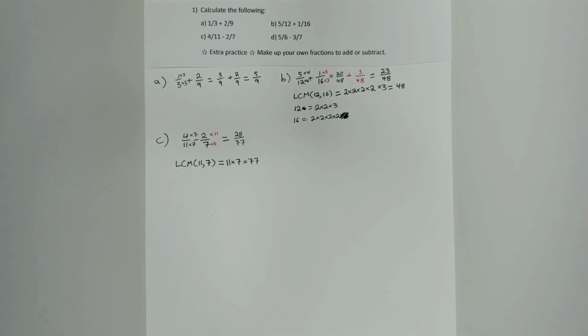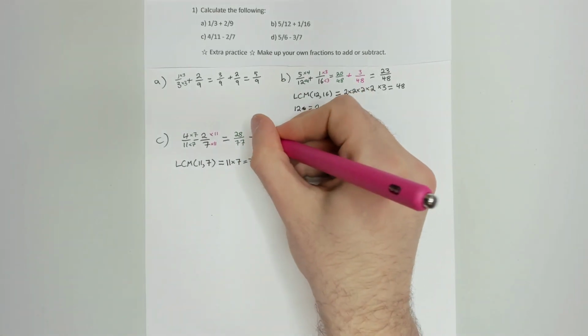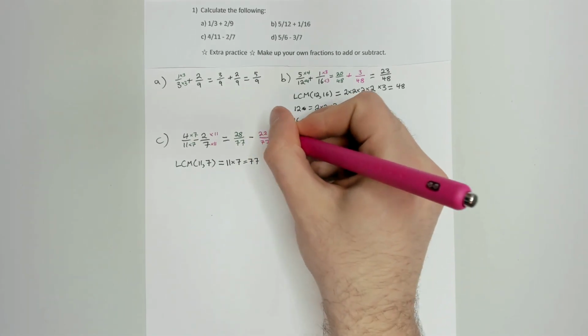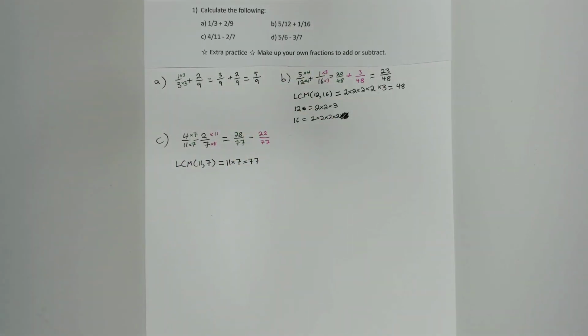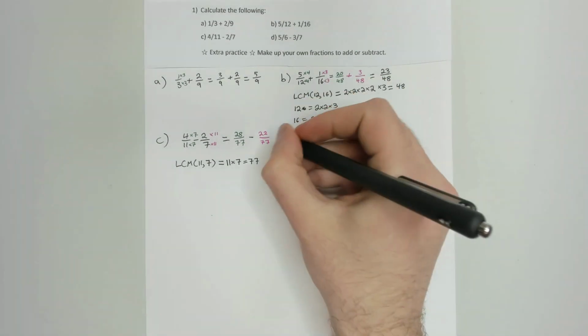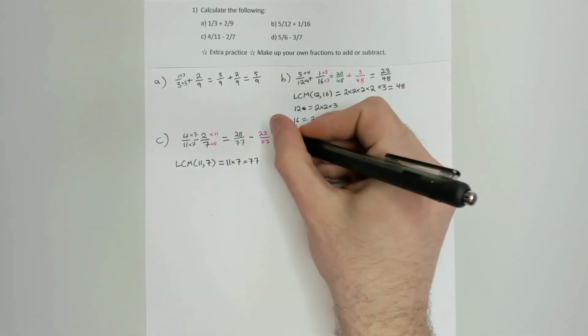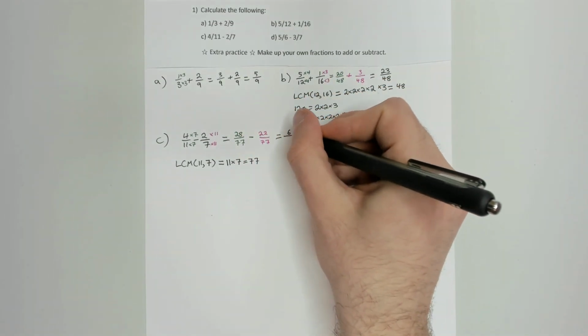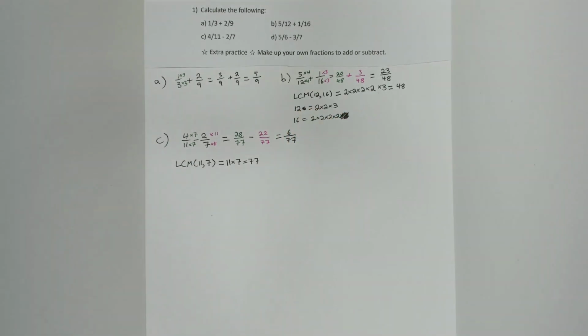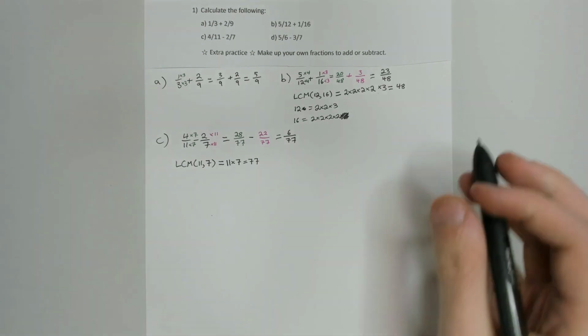And then for the second one, we have 2 times 11, which is 22, once again over 77. So these are just the equivalent fractions of what we started with, so that's why they're equal to each other. And then we do 28 minus 22 is 6, so we get 6 over 77. And this can't be simplified any further, so that is your answer.